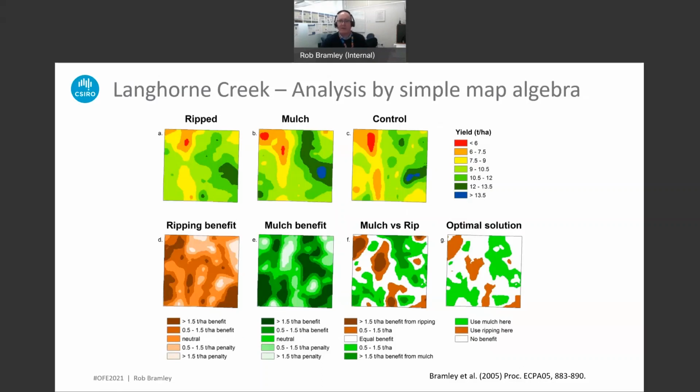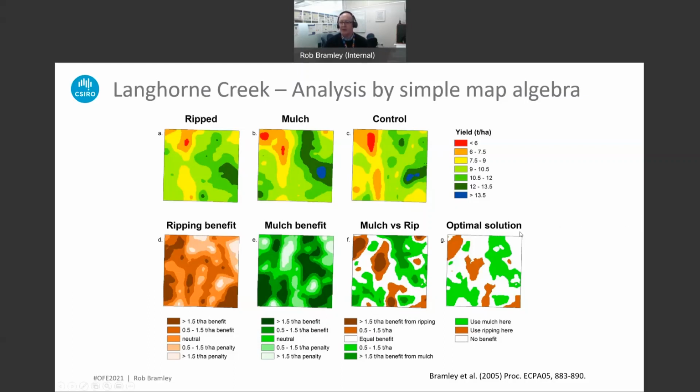The vineyard was harvested with a yield monitor, and so yield maps for each of the individual treatments could be generated independently of each other, and then using simple map algebra, subtract the control map from the two treatment maps to identify these maps of benefit, then look at the difference between the two benefit maps to see where one treatment delivered a benefit relative to another, and then finally imposing some rules so that, as well as identifying which treatment had the greater benefit, also indicating how large we wanted that benefit to be in order to make a decision.